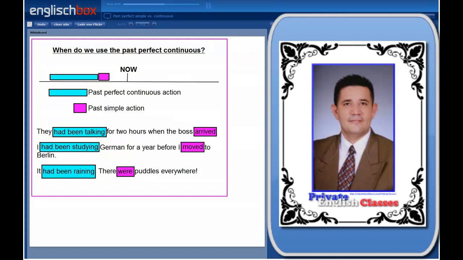But what about the past perfect continuous? Well, we can see now that the past perfect continuous is used to talk about the action and its duration before another action or point in the past. For example, they had been talking for 2 hours when the boss arrived. Or I had been studying German for a year before I moved to Berlin. Or the final example, it had been raining, there were puddles everywhere.